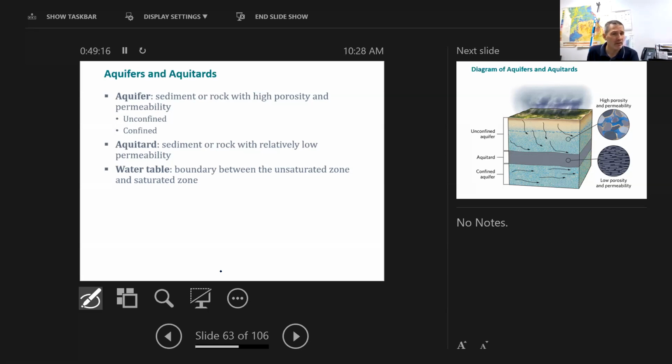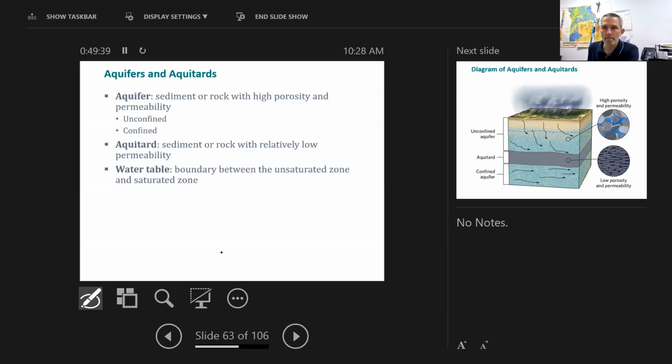We can look at clays. Now, clay does have a high pore volume, high porosity, but those clay particles are not well connected. Water would have a hard time traveling from one side of a layer of clay to the other. And so it retards the movement of water, and as a result, we're going to call it an aquitard.